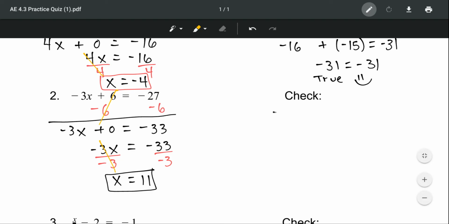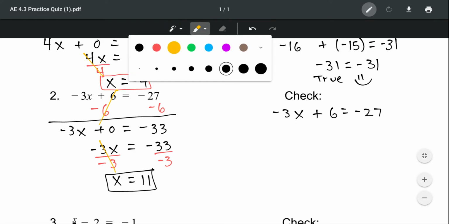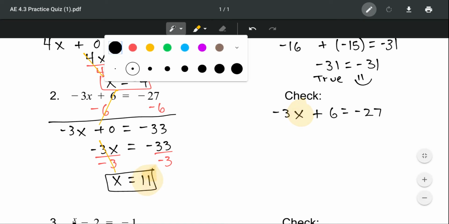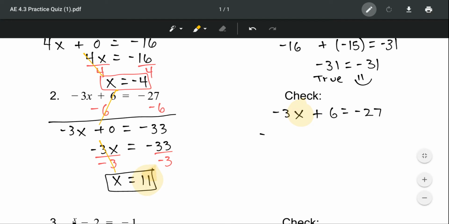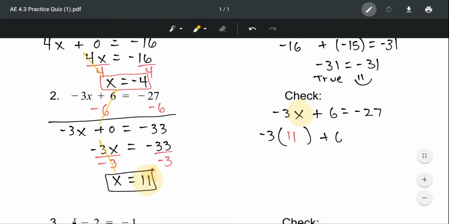Now to check, rewrite the original problem. Negative 3x plus 6 equals negative 27. So now you want to replace x with your answer, which was 11. So negative 3 times positive 11 plus 6 equals negative 27.